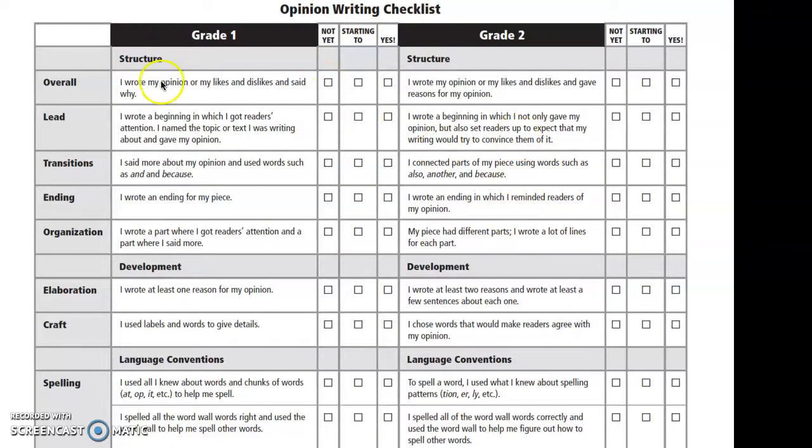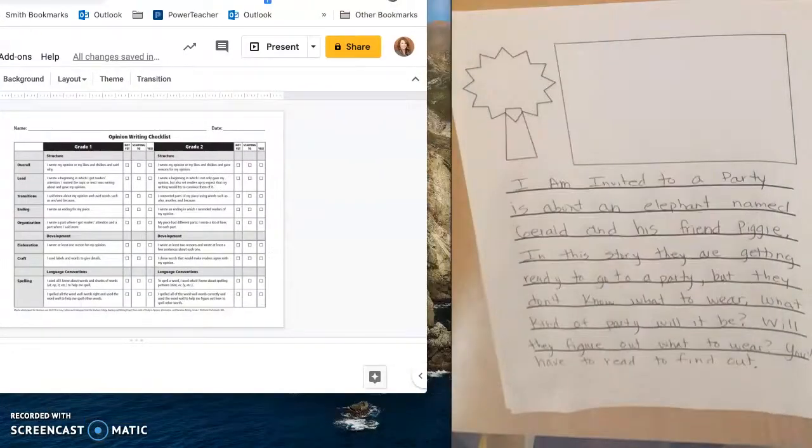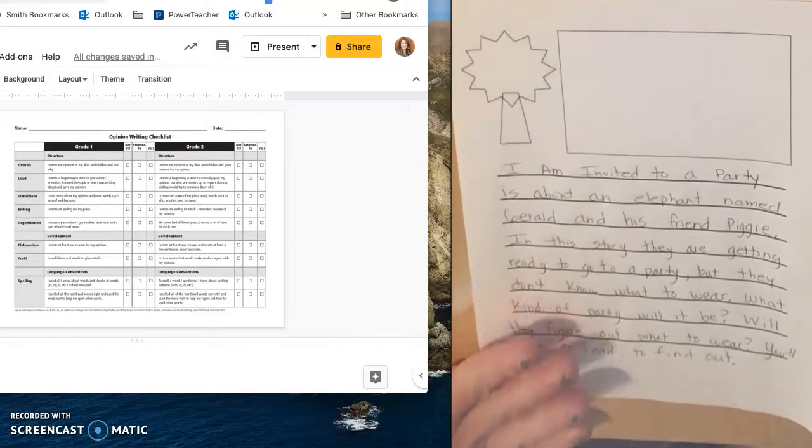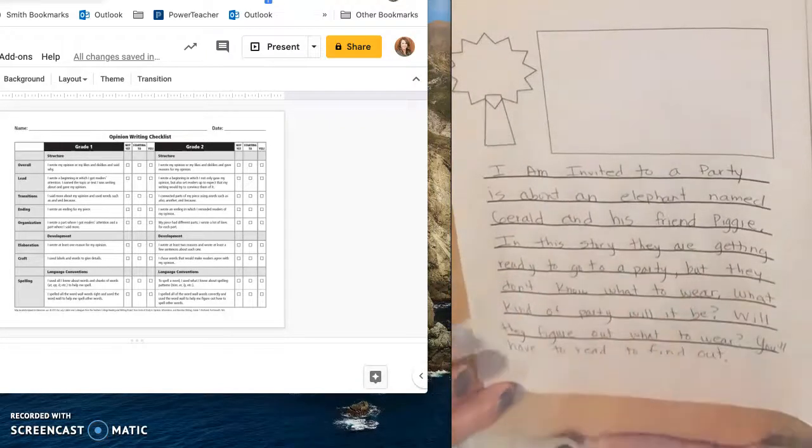The first thing I'm going to check is, overall, did I write my opinion, and did I tell why? And did I write a beginning in which I got my reader's attention, I named the topic or text I was writing about, and I gave my opinion? Let's check that together. I'm going to make this smaller so you can see my writing. I'm going to check that I wrote my opinion and it's near the beginning and I have a good lead.